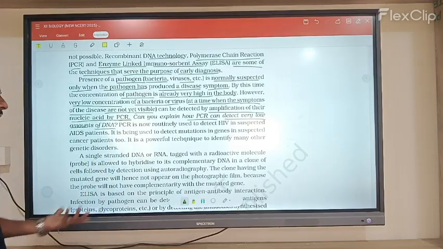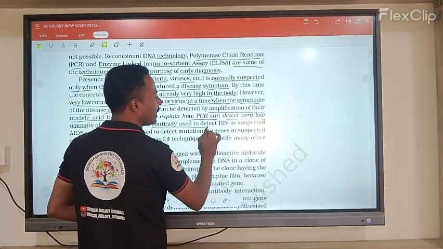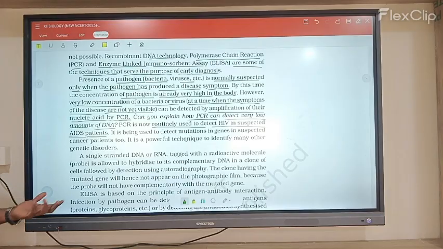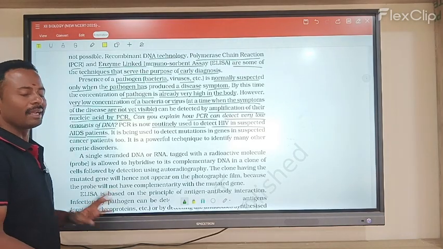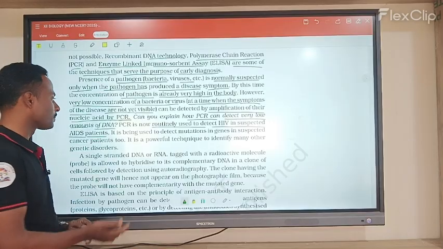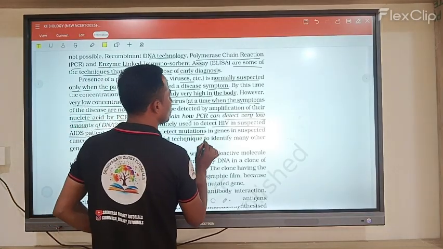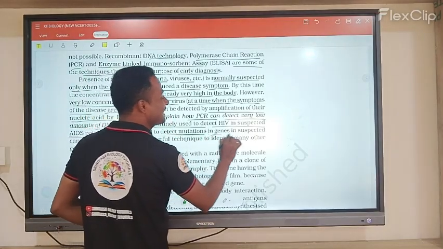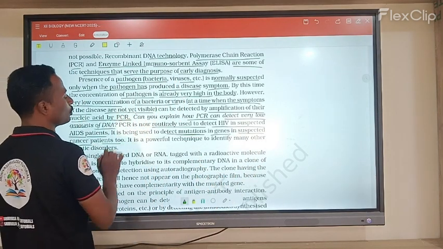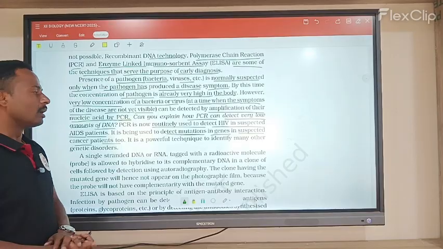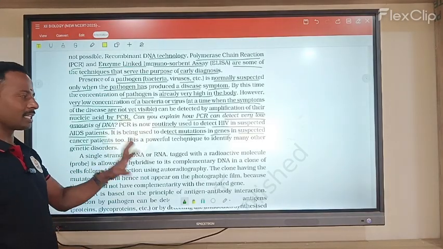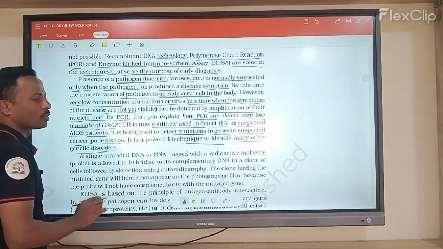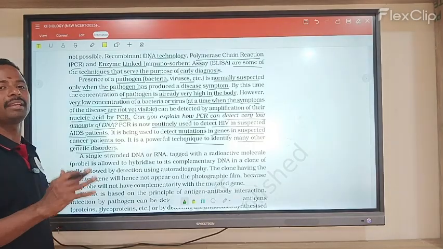PCR is now routinely used to detect HIV in suspected AIDS patients. So nowadays we mostly use it for early detection of disease. The first one is AIDS patients. It is also used to detect mutations in genes in suspected cancer patients. So in AIDS patients as well as cancer patients, suspected cases can be easily detected. It is a powerful technique to identify many other genetic disorders, so PCR makes it easy to detect many diseases.